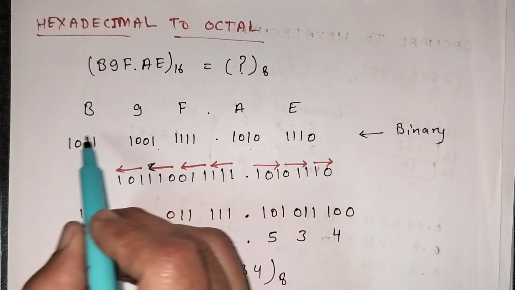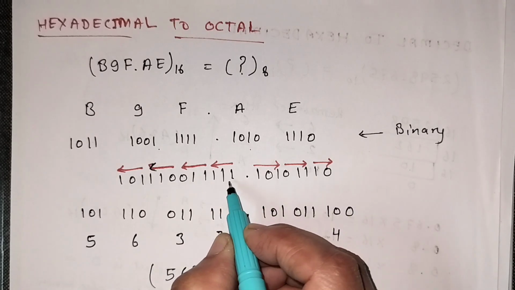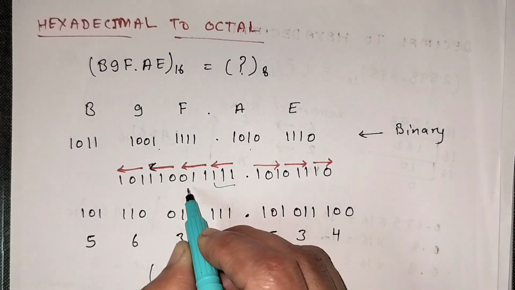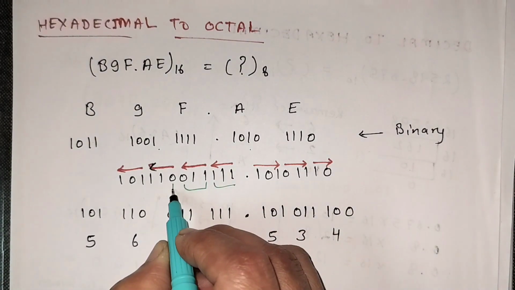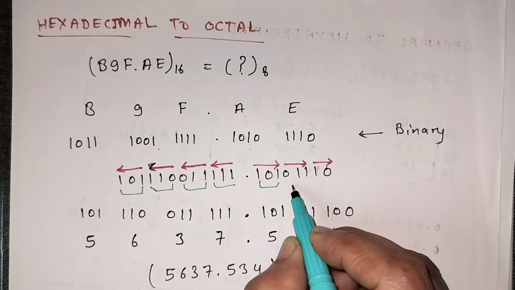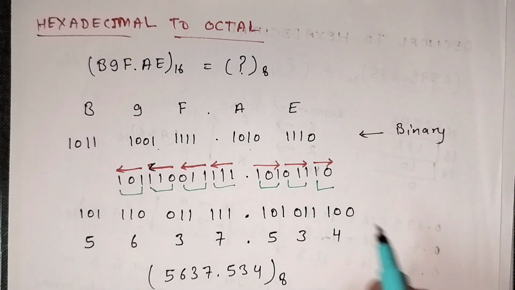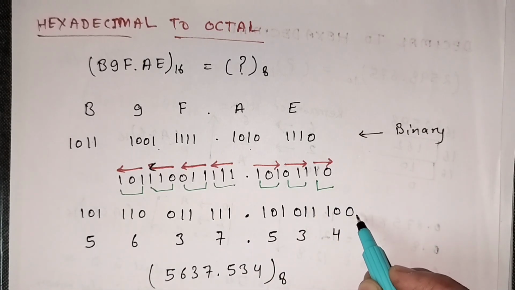Then we will write them together and make groups of 3 now. This is our first group, this is our second group and this is the third one and this is the fourth one. Here also this is the first group, second group and this is our third group. We can see here it is not complete, so we will add 1 0 here.